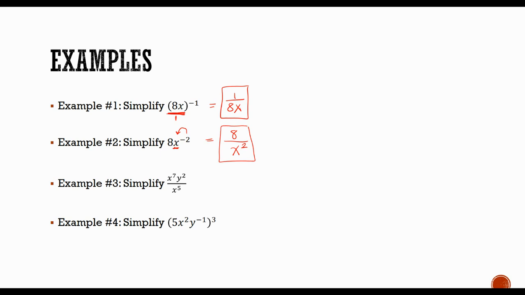In this case, the only bases that match are my x's. So x to the 7 over x to the 5. I'm going to be using quotient rule here. Since they're being divided, stacked on top of each other, I'm going to subtract their exponents. So 7 minus 5, I get x squared. And there's nothing to combine with the y squared, so we just keep it. So this one was using our quotient rule.